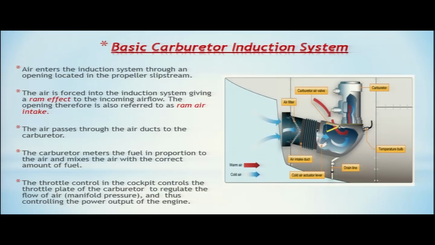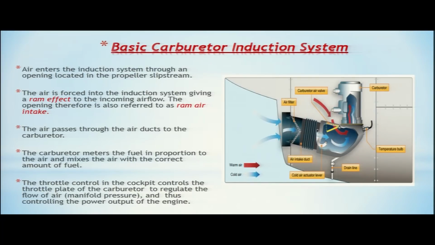The throttle control in the cockpit will control the throttle plate of the carburetor. So you have a control in the cockpit which is a throttle control. When you move that control in the cockpit, that will move the throttle plate of the carburetor and will regulate the flow of air entering the system. The flow of air entering the system, we also call it manifold pressure, and which finally controls the power output of the engine. So the more throttle you give, the more air is coming inside the system and more power output is being generated.